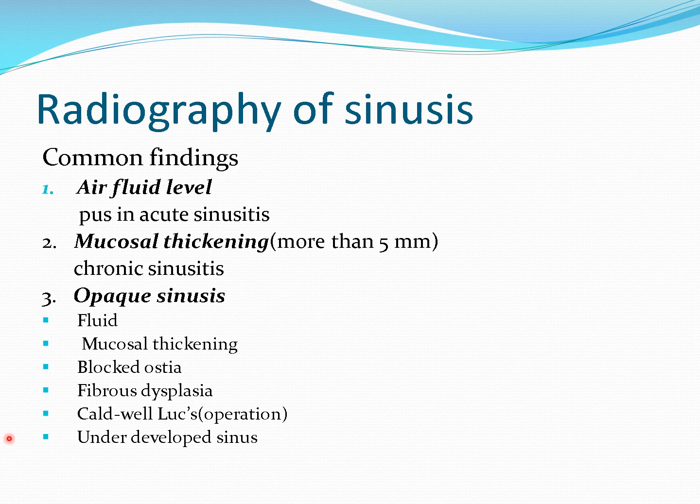So what are the common findings of plain radiograph? Air fluid level in cases where there is pus in the sinuses, and mucosal thickening. When the lining of the mucosa is more than 5 mm, we call it mucosal thickening. That is commonly seen in chronic rhinosinusitis. Opaque sinuses are seen whenever there is fluid, blocked ostia, mucosal thickening, fibrous dysplasia, and sometimes a previous Caldwell-Luc operation will lead to fibrosis of the sinus, and sometimes sinuses are underdeveloped. So we can see opaque sinuses. These are the causes of opaque sinuses.